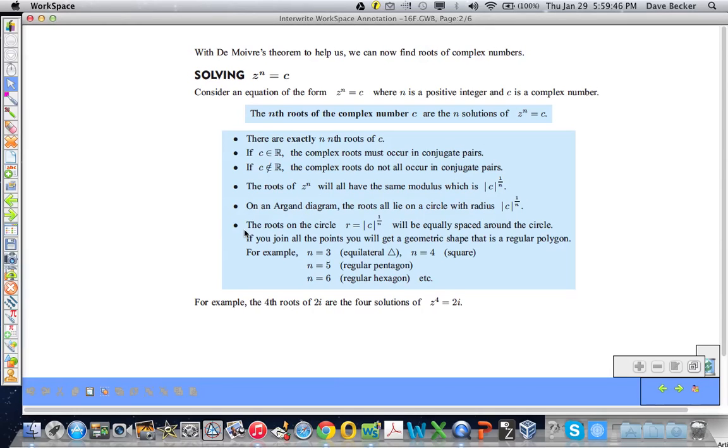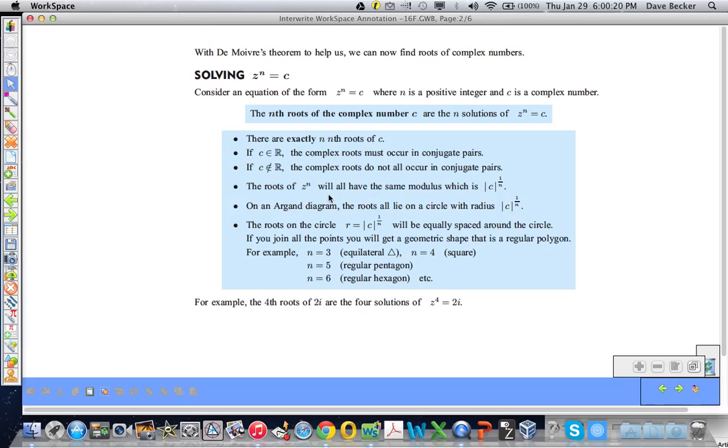So, we're going to be solving equations of the type z to the n equals c, where n is a positive integer and c is a complex number. There are going to be n solutions. Some things we need to know: there are exactly n nth roots of c. If c is an element of the real numbers, the complex roots must occur in conjugate pairs. And if c is not an element of the real numbers, they do not all occur in conjugate pairs.